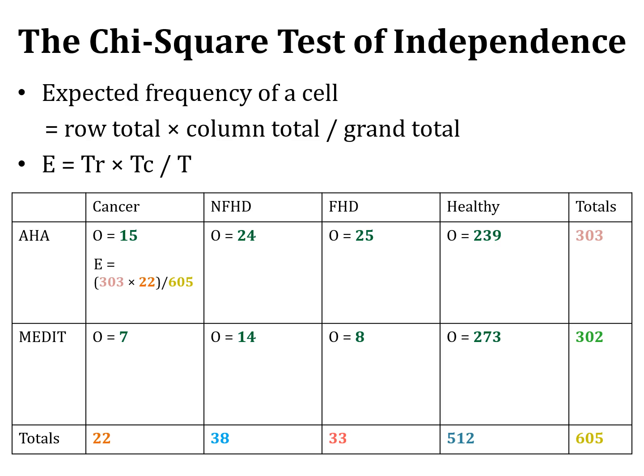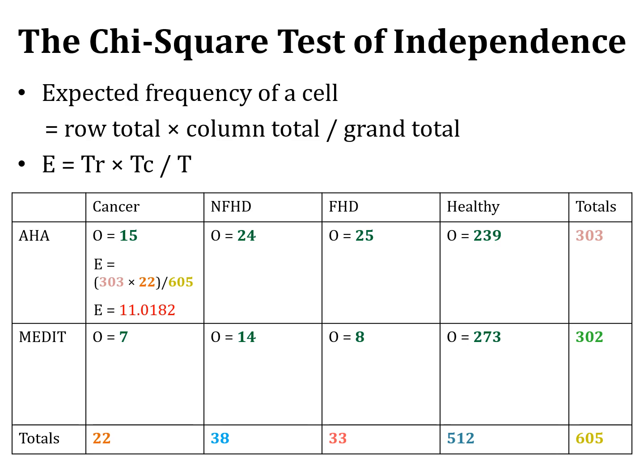So expected frequency for the first cell, which represents cancer cases on AHA diet. So the row total for this cell is 303 and the column total for this cell is 22. And they are multiplied and then they are divided by the grand total, which is 605. The expected frequency is 11.0182.